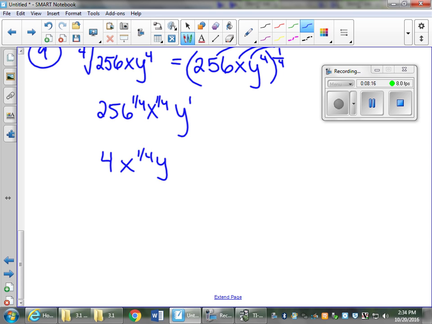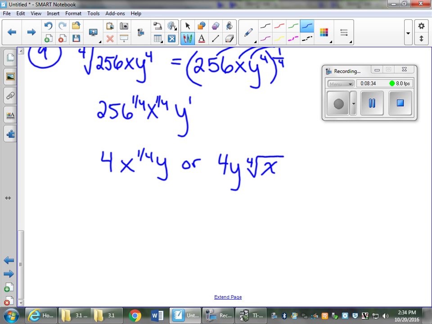You can leave it in that notation, or if you wanted to put it back in radical notation, the 4 and the y are no longer under a radical, they don't have a root, and then it would be times the 4th root of x. X had to stay underneath that 4th root.